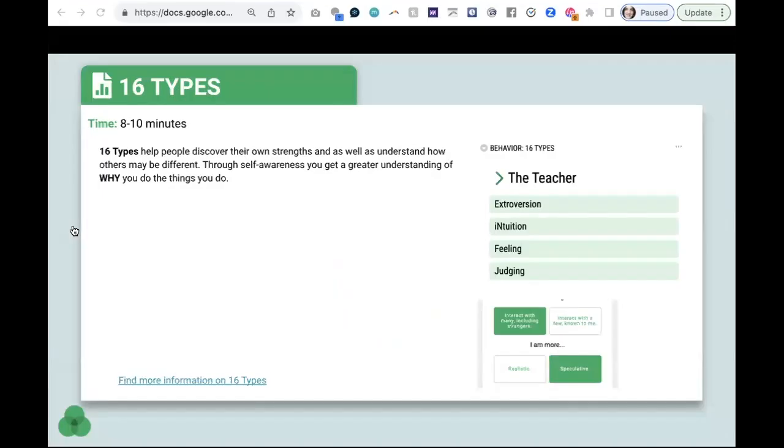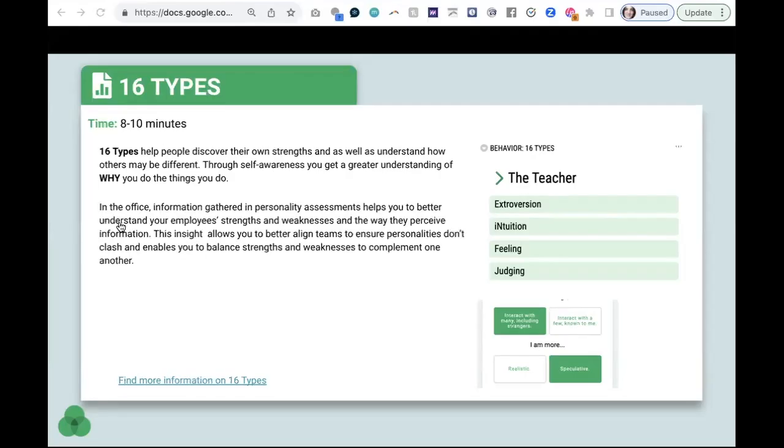Now, 16 types was designed in the field of psychology, right? And it really is more about self-awareness, to get a greater understanding of why I act, think, organize, respond, and consume information the way I do, right? And how other people may act, think, consume, understand, and organize things in a different way than I do, right? How does that happen, and how does it differ from other people as well?